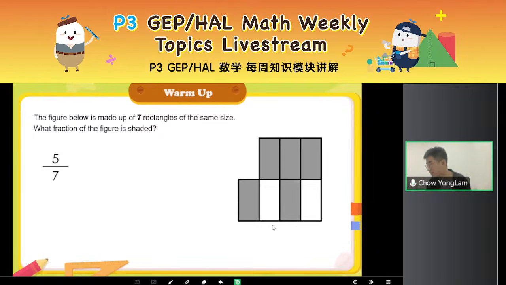Now, do you know, or rather, can you tell me, what is the name of each number in the fraction, on the top and at the bottom?